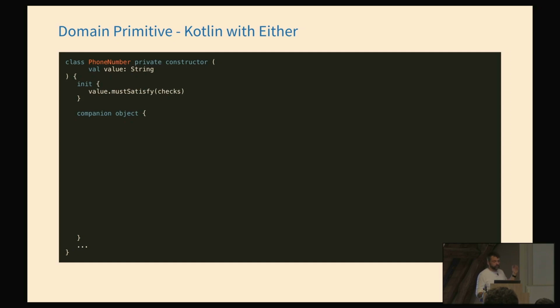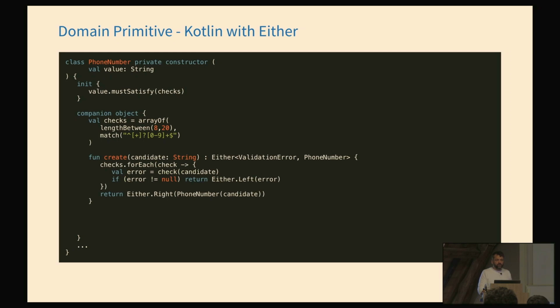This is stuff that you can implement yourself. And the checks can be a list like this. So it needs to have a length between 8 and 20, and it needs to match a certain regex, for instance. So we can just create these convenience methods so we can reuse them across different domain primitives.